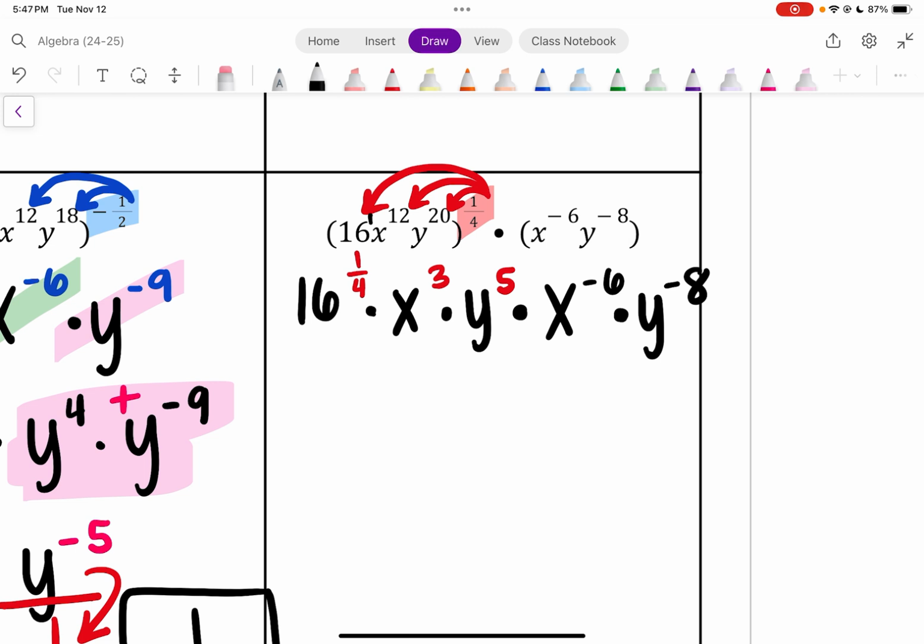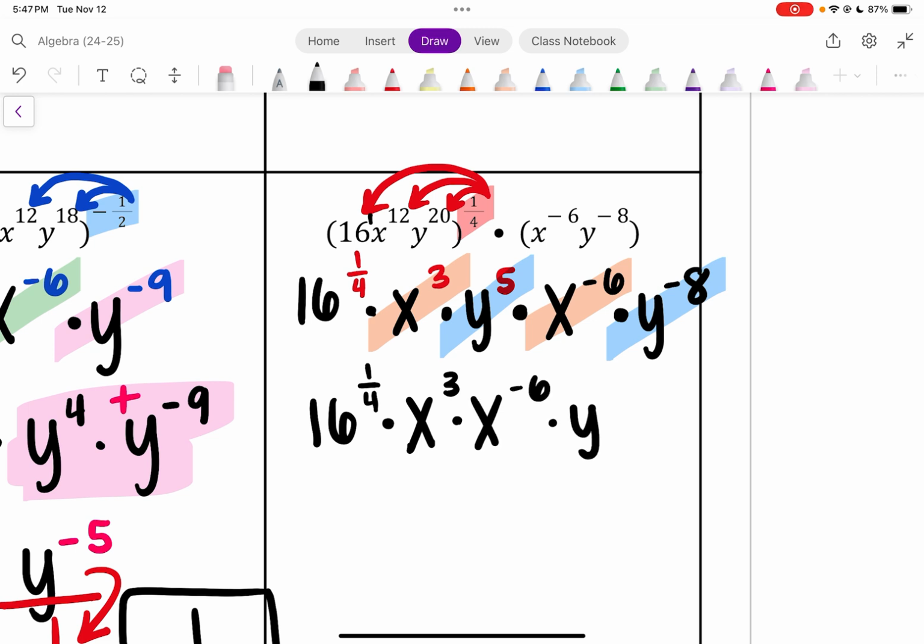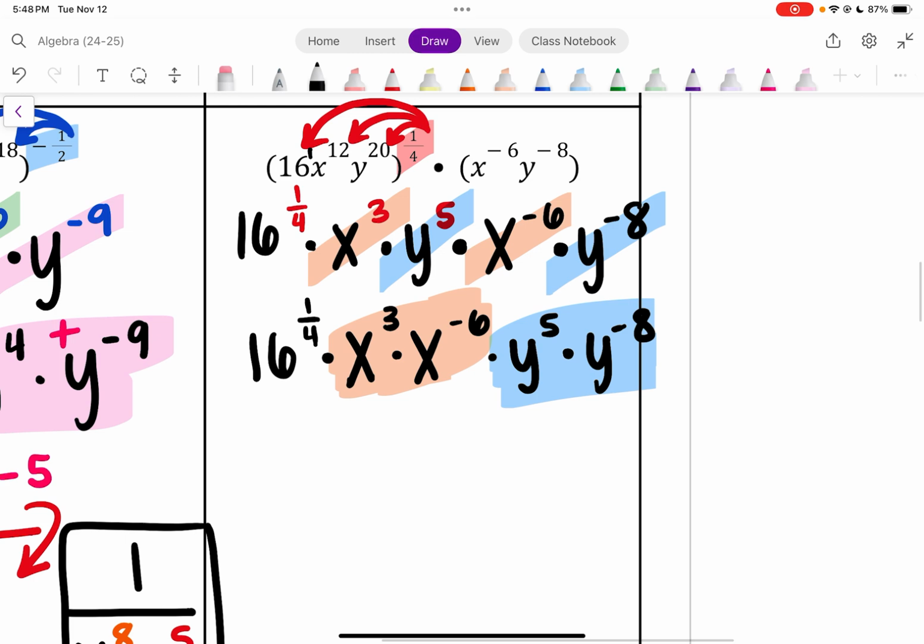All right, so now I'm going to find some like terms. So I see x to the 3 and x to the -6. They have the same base. I see y to the 5th and y to the -8. 16 to the 1/4 has nothing, so I'm going to leave it as 16 to the 1/4. I'm going to go ahead and push these numbers together. So now I have x to the 3rd times x to the -6 times y to the 5 times y to the -8th. So combining my blues and combining my oranges, which you could have done at the beginning. You didn't need to do this extra step. So if you can jump to this next one, that's great.